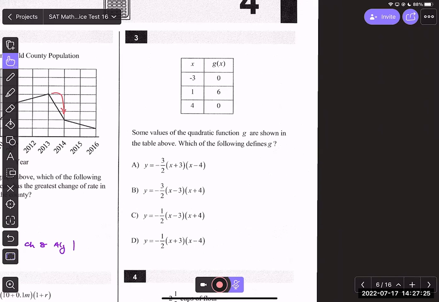Actually, I'll just work out these last two. Some values of the quadratic function g are shown in the table above. Which of the following defines g?